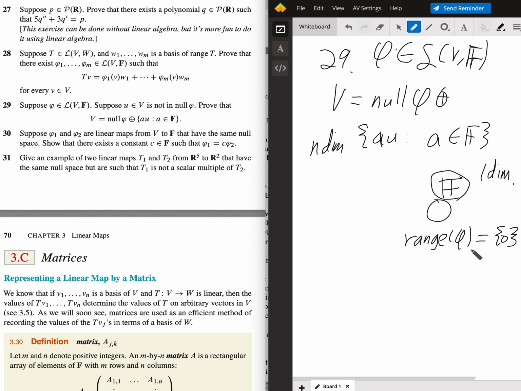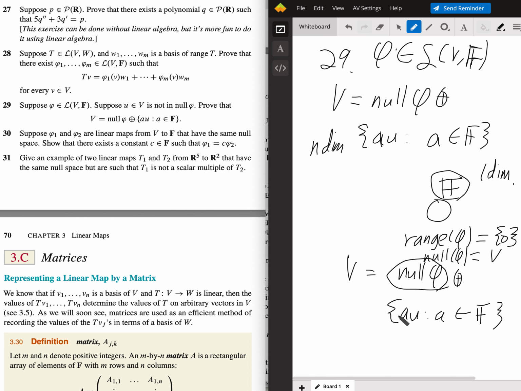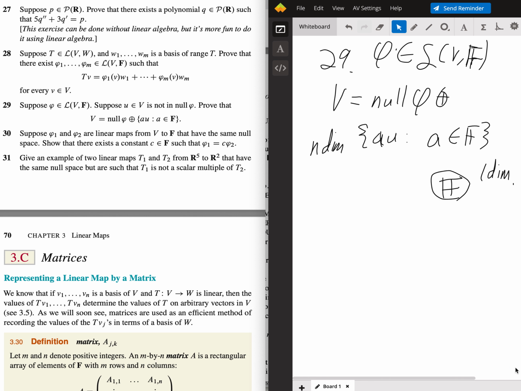So if the range of this phi is just 0, then the null space is just the entirety of V. That makes this bottom statement true, because this is the entirety of V, while there are no elements in this set at all, right? Because there exists no u in V which is not in the null space. All of V is in the null space. That's more of a trivial case. And then we'll talk about the more difficult case.